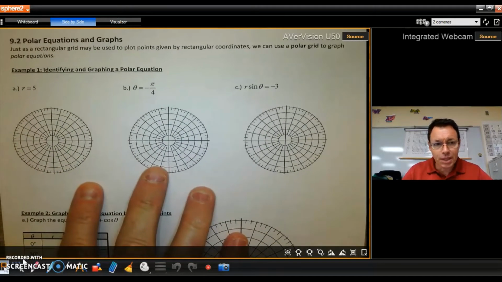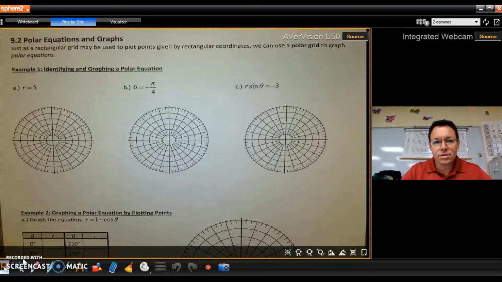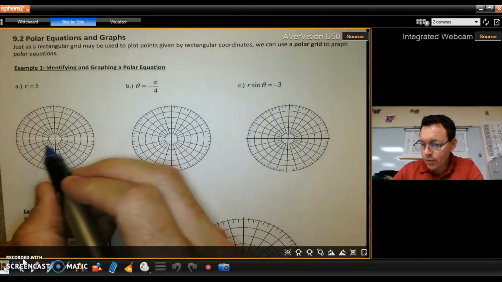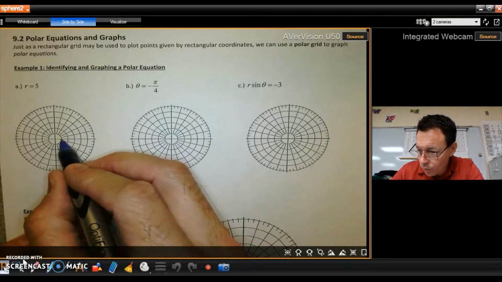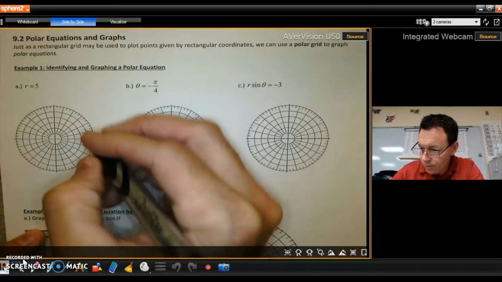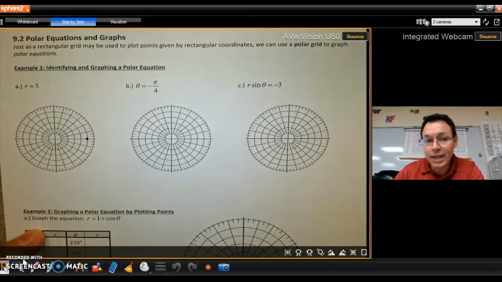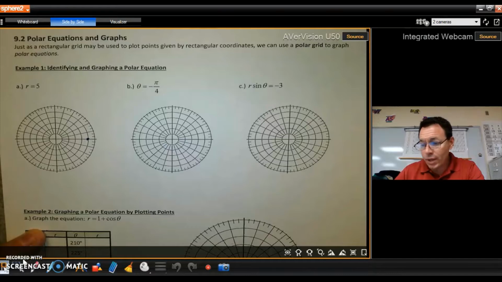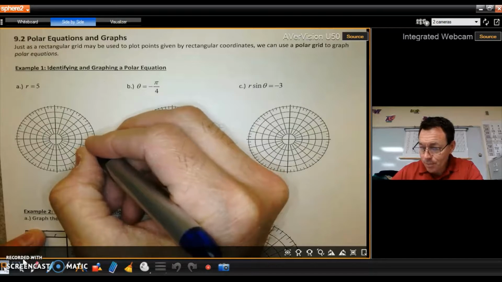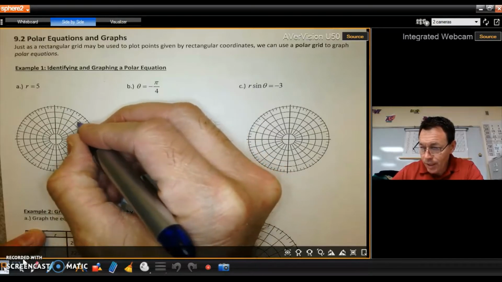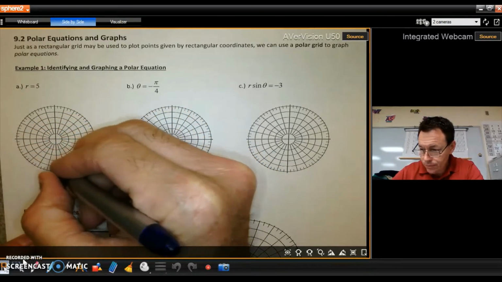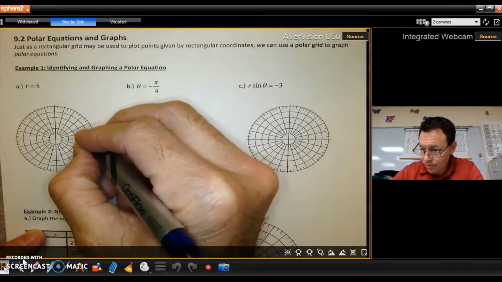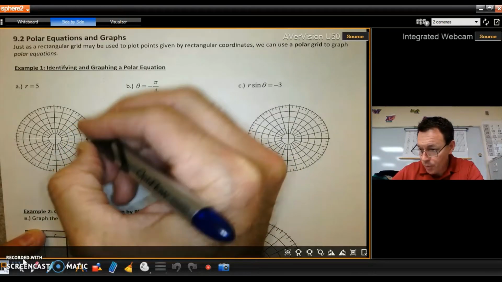Well, that literally means the radius is always 5. So if you have this graph, you can just go out 1, 2, 3, 4, 5, and that would be a point that would be on this graph, but it's not the only point, okay? R equals 5 means whatever your angle is, r is 5. So it's not this point, it's every point that's on this circle. Okay, it's this angle 5 and this angle 5 and all the points in between them.